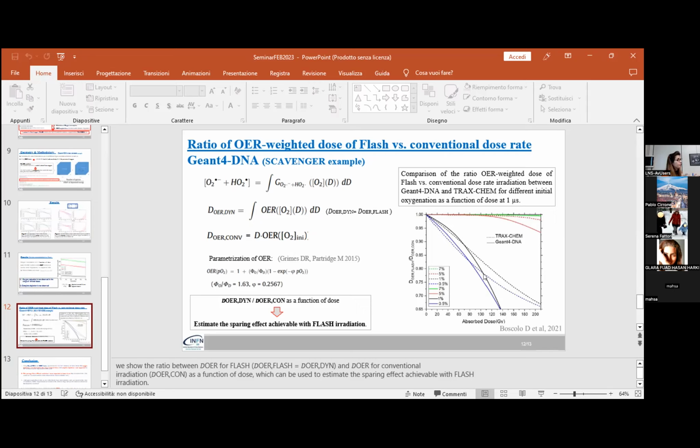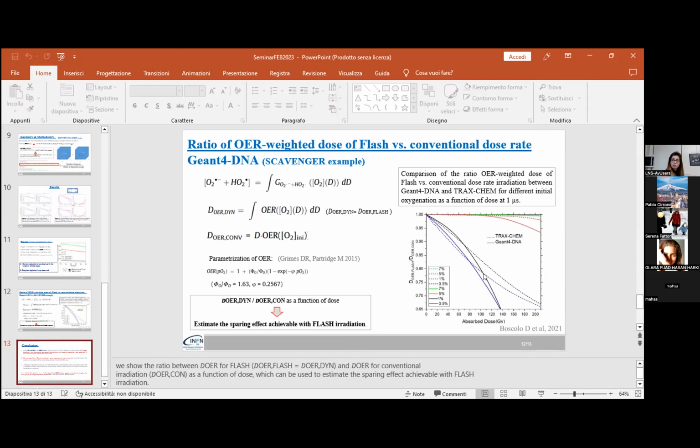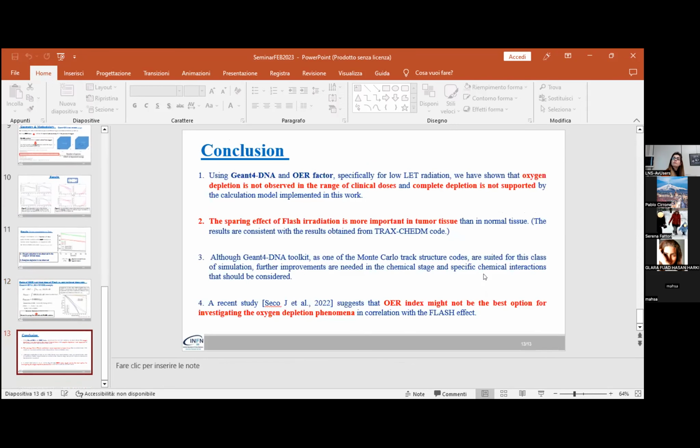Is our simulation not accurate, or is the FLASH mechanism related to oxygen depletion? My question is, if you go to the last slide, the conclusion: if you have to continue to study FLASH effect understanding with simulation, what in your opinion should we investigate now? Which is the next step?